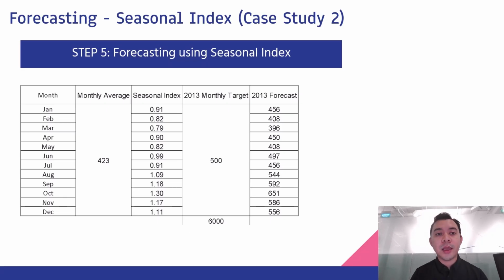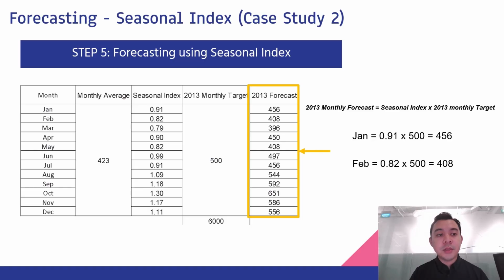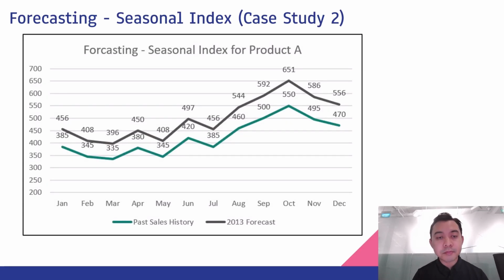Next, we can calculate the forecasting value using the seasonal index. By using the formula seasonal index times monthly target, for example, in January, we take the seasonal index value 0.91 times 500 equals 456. The next example, for February, 0.82 times 500 equals 408. We can repeat the same approach until the month of December to get the monthly forecast value for year 2013.